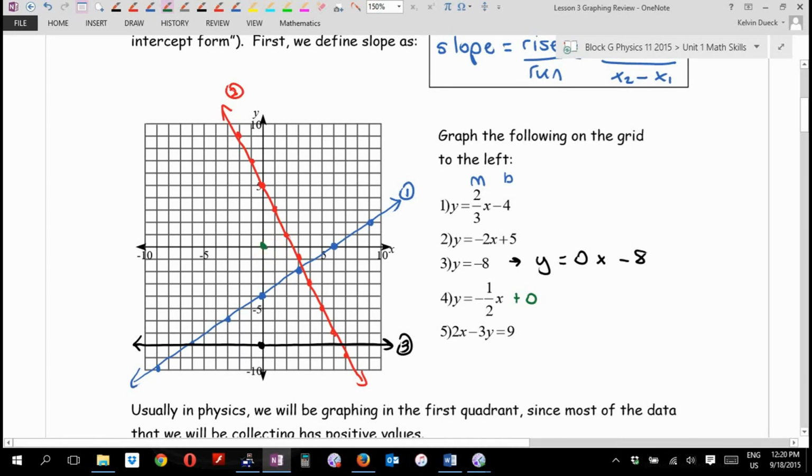What would the slope be, my friend? So how do I count? 1 down, 2 to the right. 1 down over 2, 1 down over 2, 1 down over 2.